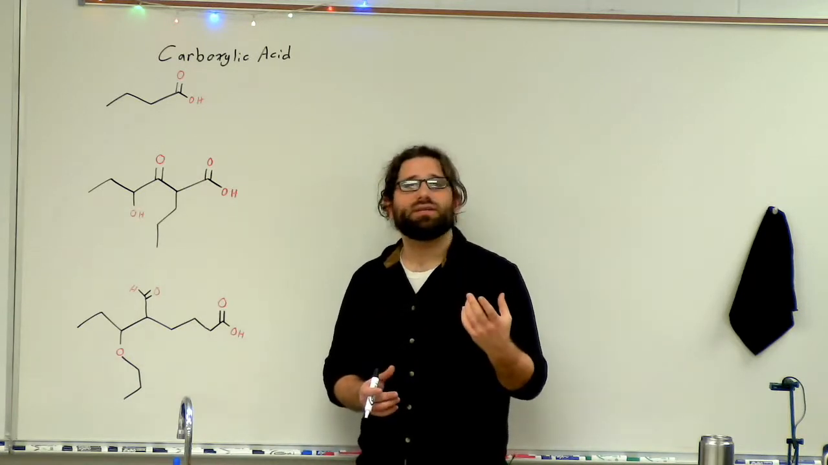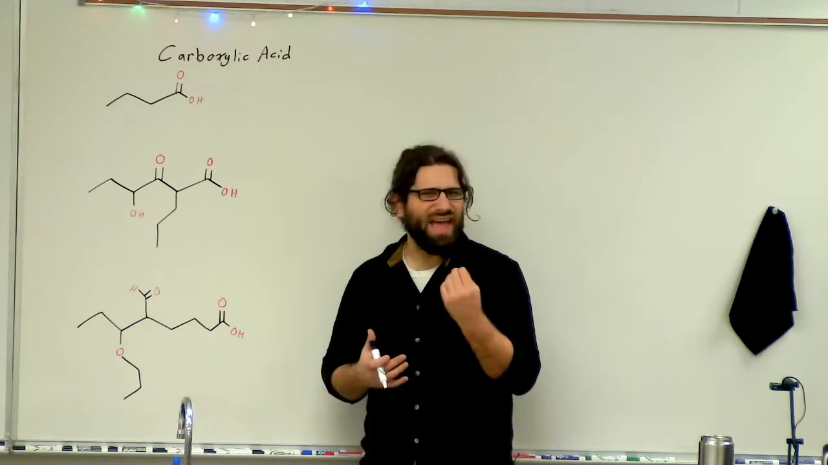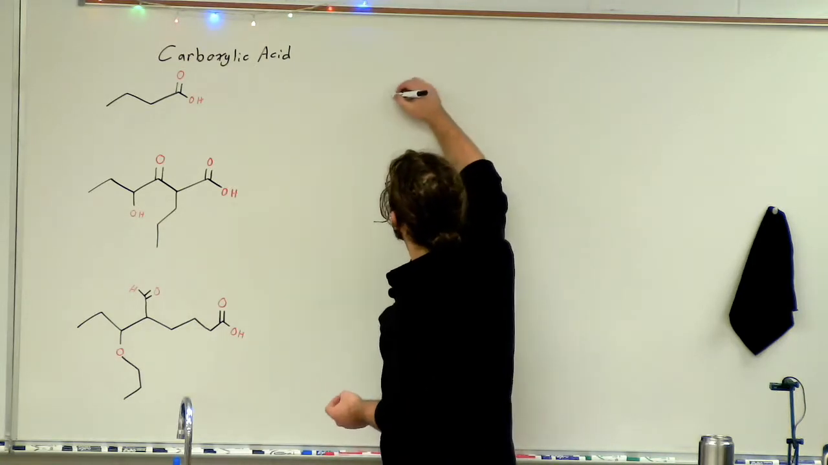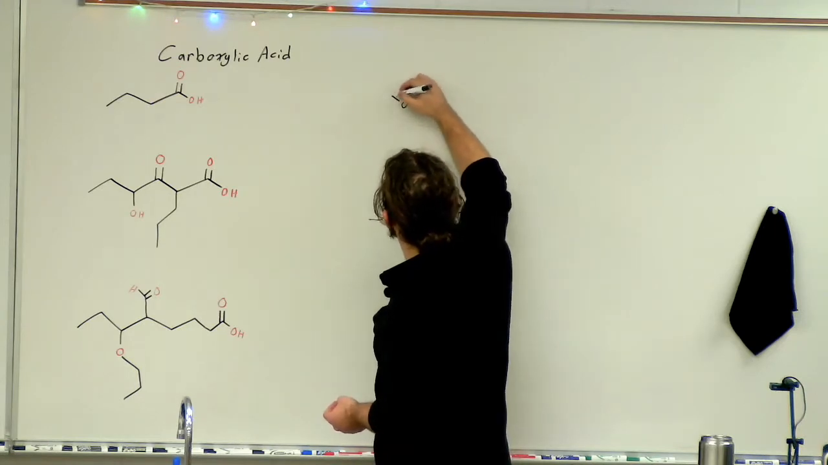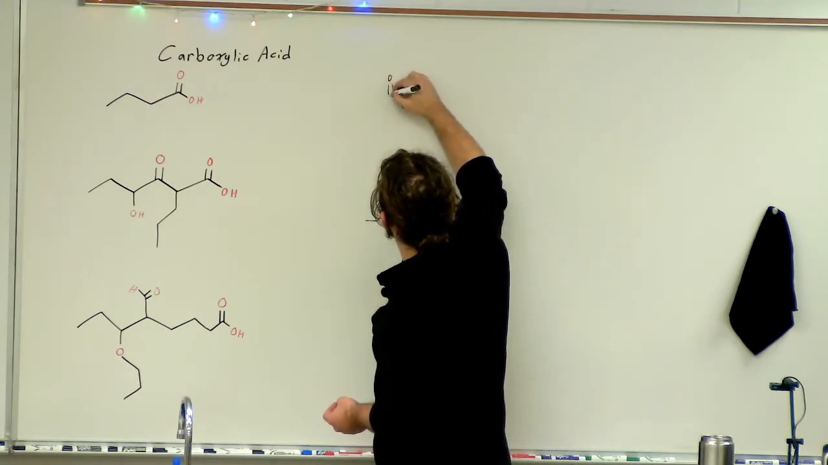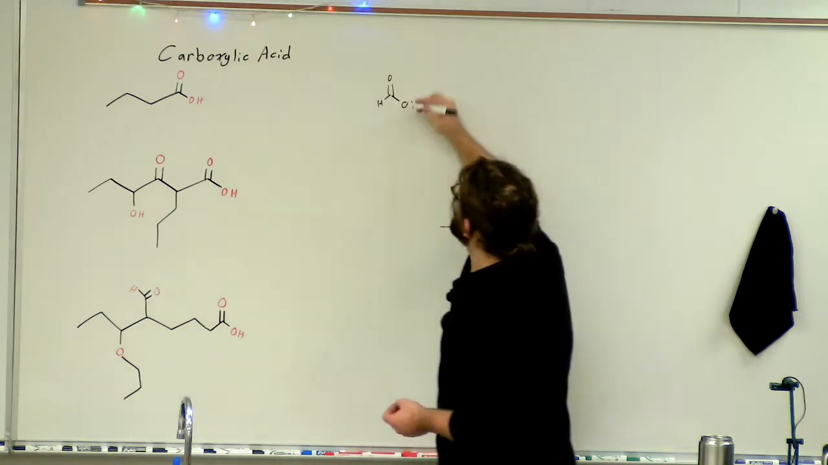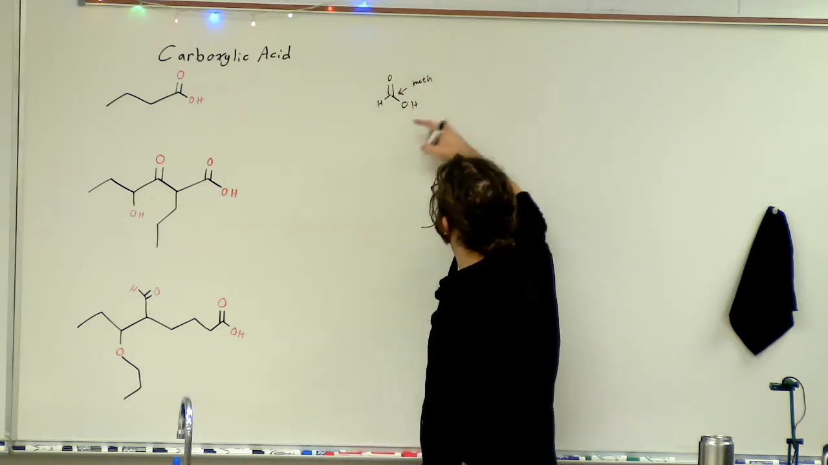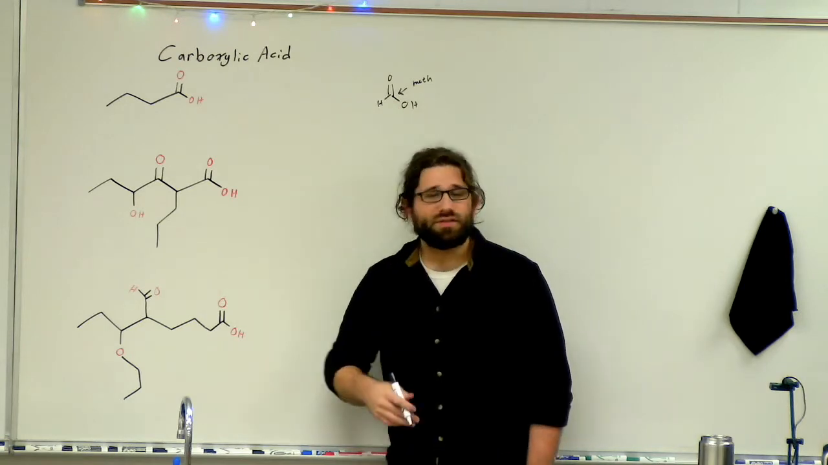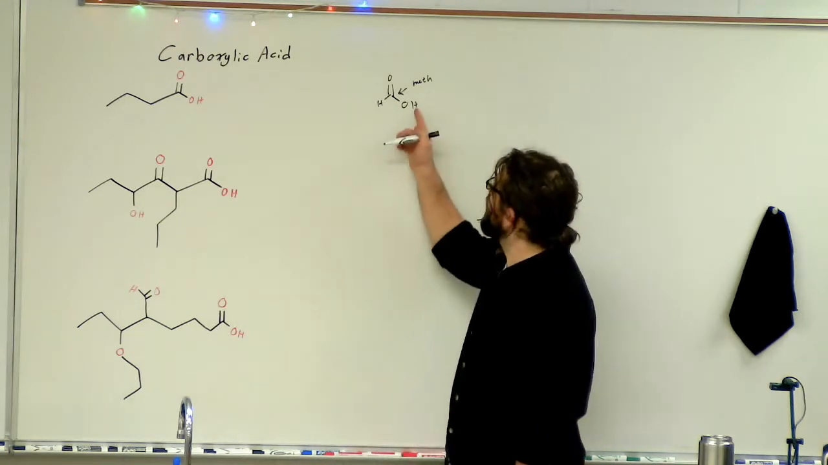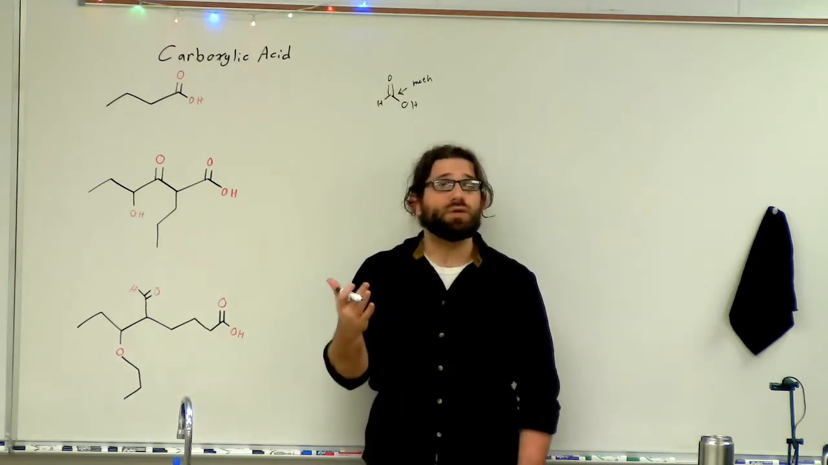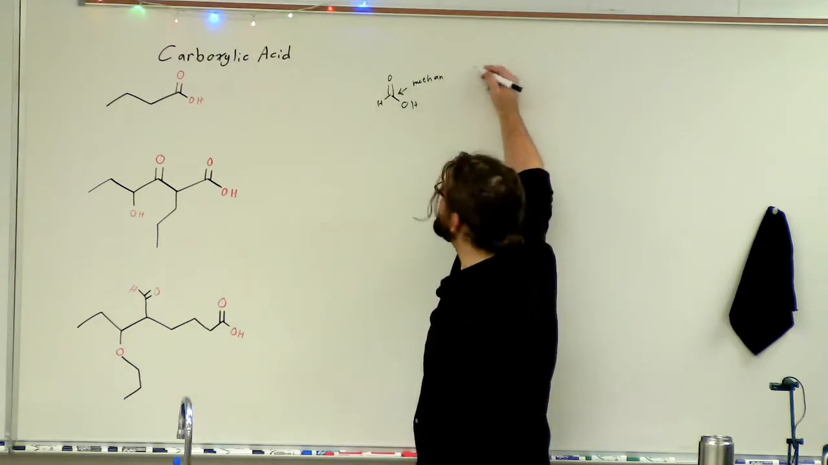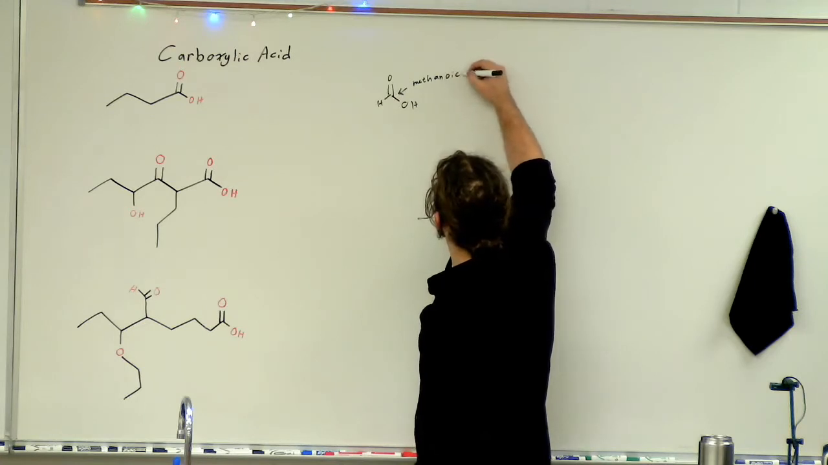Formic acid is the acid used by ants to fight off predators. Formic acid has this chemical structure. Really, it's just a meth. There's one carbon there. This is a methane attached to a carboxylic acid. And what this becomes is meth, and because there's only single bonds in a methane, methanoic acid.